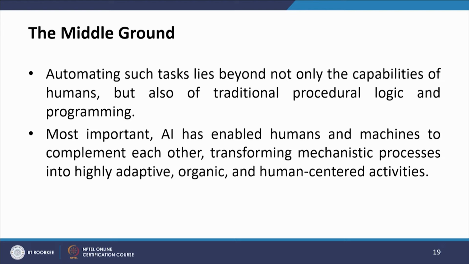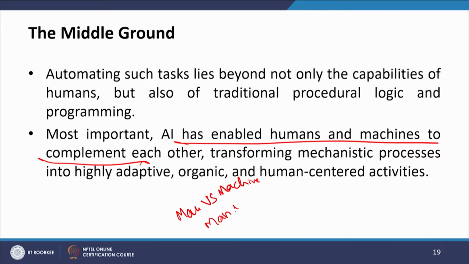Now, the middle ground between the fight of these two, man and machine supremacy, automating such tasks lies beyond not only the capabilities of humans, but also of traditional procedural logic and programming. And most important, AI has enabled humans and machines to complement each other. So, it is not about man versus machine. It is about how they can come together.